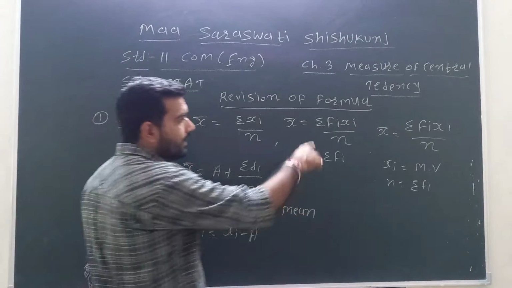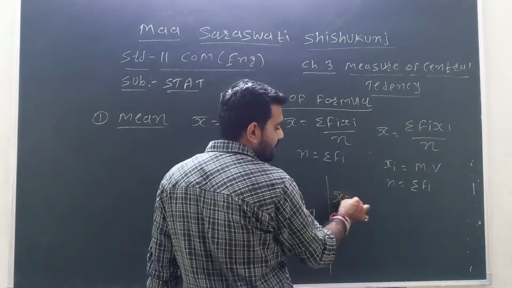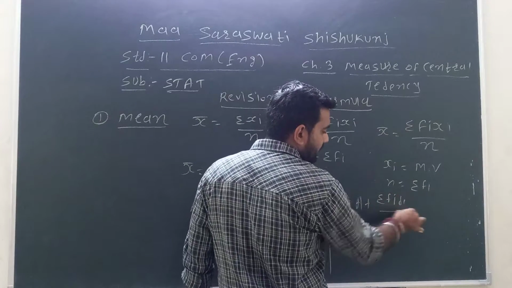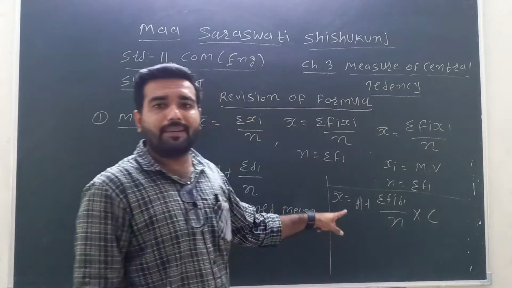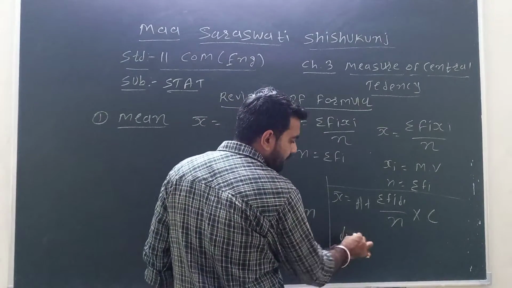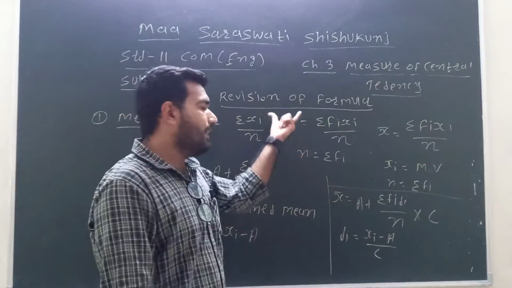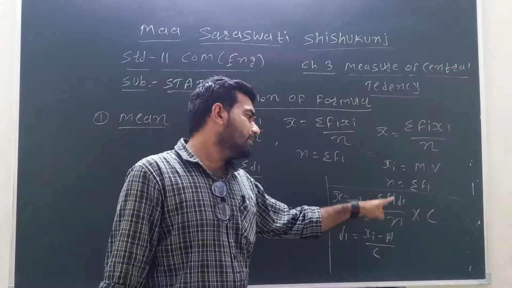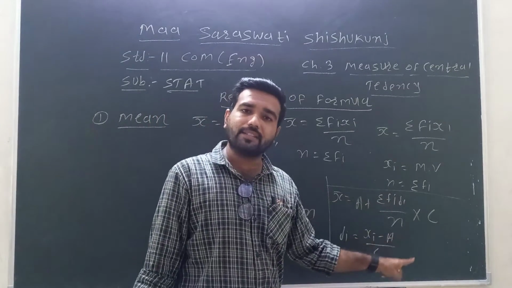When xi and fi, observations and frequencies, are there, at that time in the shortcut method x bar is equal to a plus sigma fi di upon n multiplied by c. Here a is the assumed mean, plus sigma of the given frequency times di, where di is equal to xi minus a upon c. When classes are also given or large observations are there, then we use the shortcut method: x bar is equal to a plus sigma fi di upon n multiplied by c, where di is equal to xi minus a upon c.